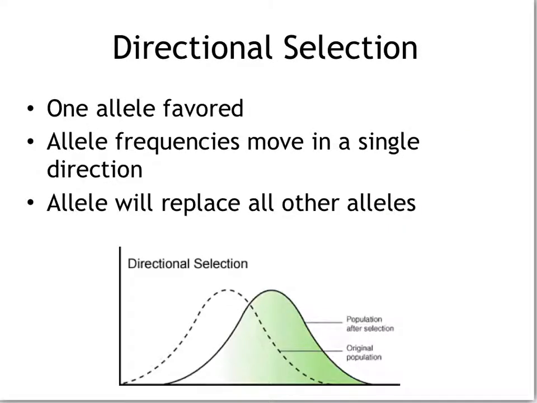First, we'll begin with directional selection, which is the most straightforward type of selection, which could also be called frequency-independent selection. Under directional selection, one allele is consistently favored over the other allele. As a result, selection drives allele frequencies in a single direction. Eventually, the favored allele will become fixed in the population. Consequently, it will replace all other alternative alleles at the same locus. As you can see in the picture, the population begins in the middle, and after selection, it moves to the right.